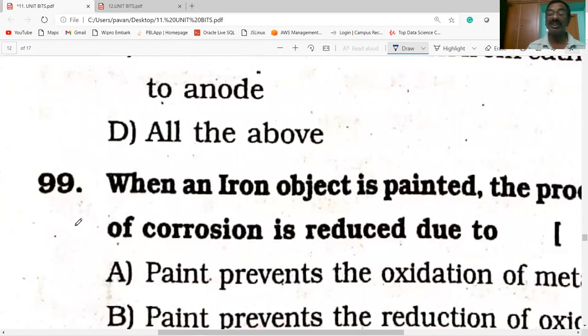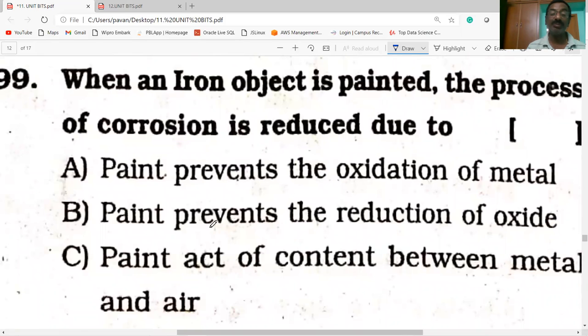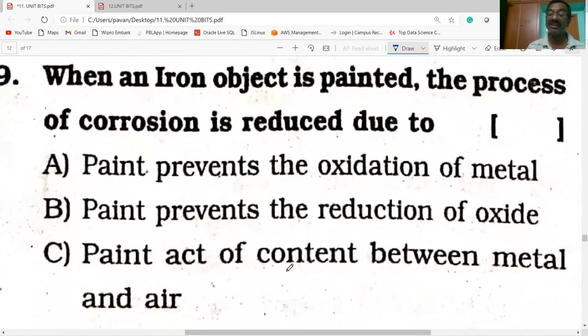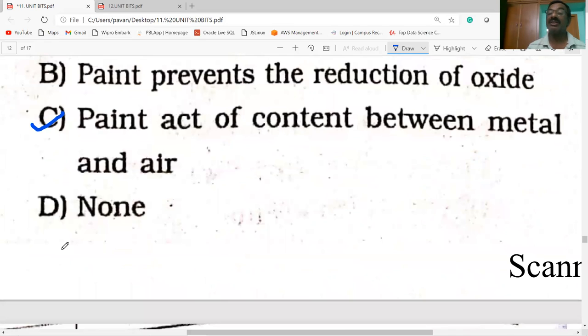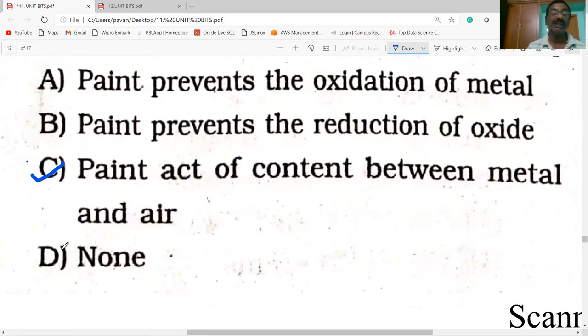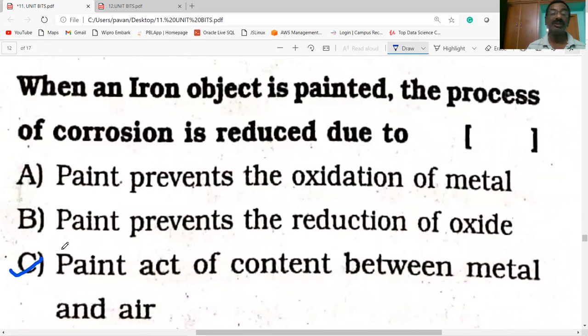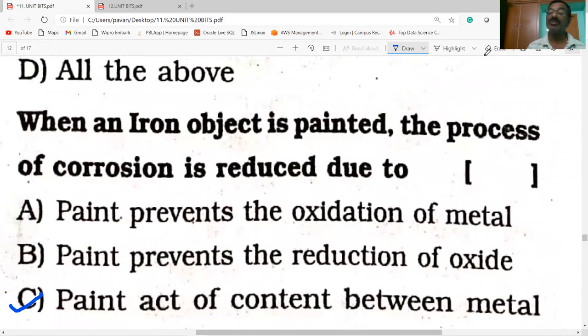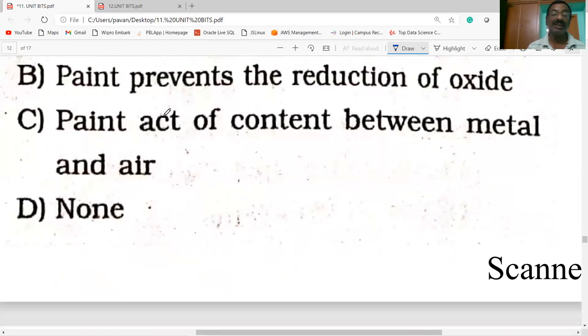Next one, when an iron object is painted, the process of corrosion is reduced due to: paint prevents the oxidation of metal, paint prevents the reduction of oxide, paint acts as contact between metal and air. Paint acts as a barrier between the metal and the air, so there is no contact. So option A is the correct one. Paint prevents the oxidation of the metal, hence its corrosion can be reduced.